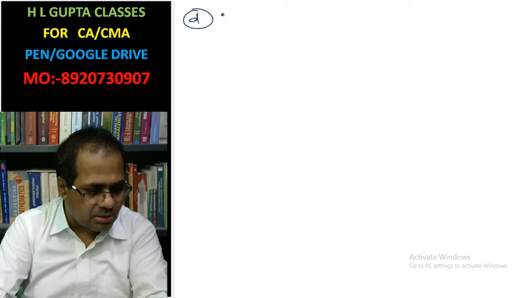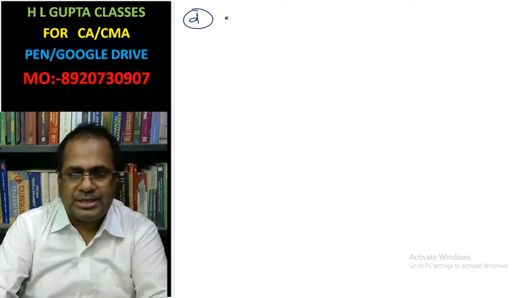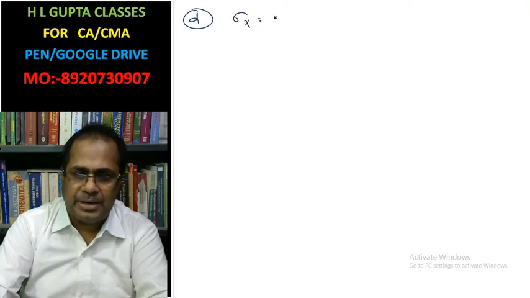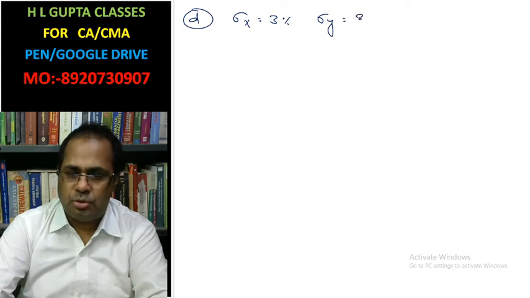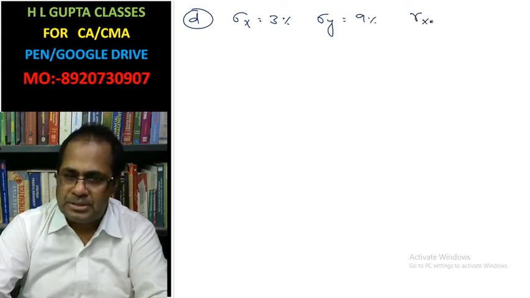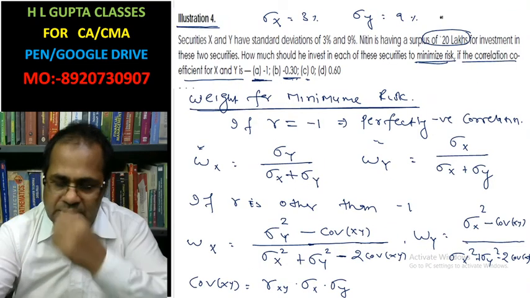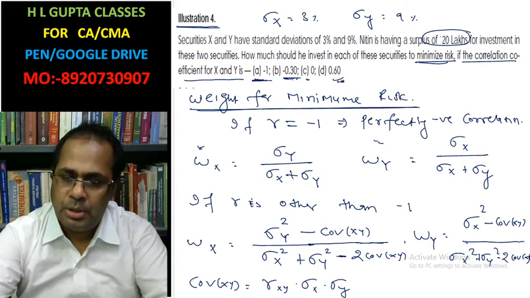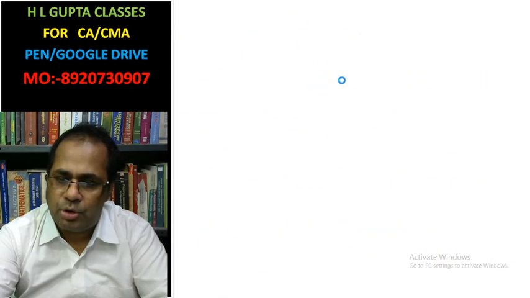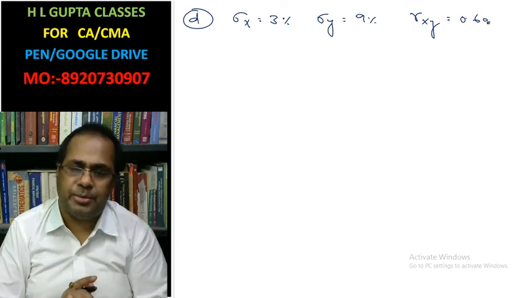In part D, what is the question? Here, standard deviation x equals 3%, standard deviation y equals 9%. Now coefficient of correlation xy, please see part D. Coefficient of correlation xy is 0.60. This is other than perfectly negative correlation.